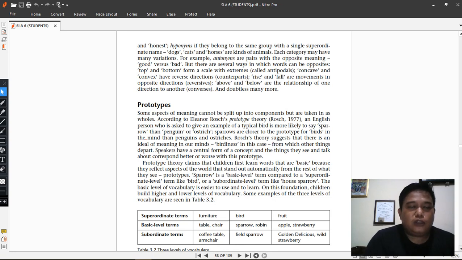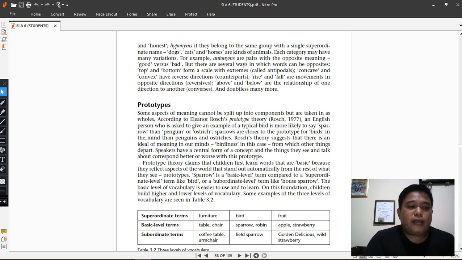Prototypes is like when you talk about furniture, then what you think of will be table, chair, and so on. When you think about bird, you will think about sparrow, robin, and so on. When you think about fruit, you will think about apple, strawberry, melon, and so on. This is for the basic level terms. And for the subordinate terms, you will think of something more advanced, more complicated. Like when you think about furniture in subordinate terms, you will think about coffee table, armchair. When you think about bird, the field sparrow, and so on. So this is about the prototypes.